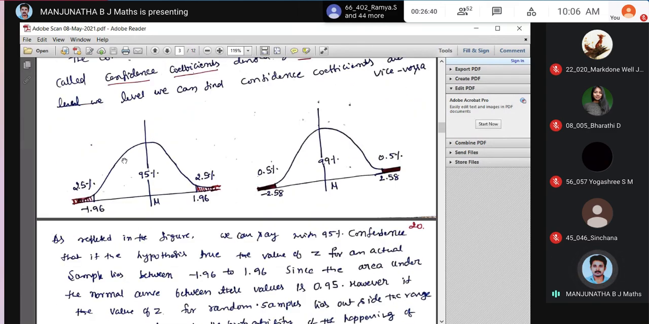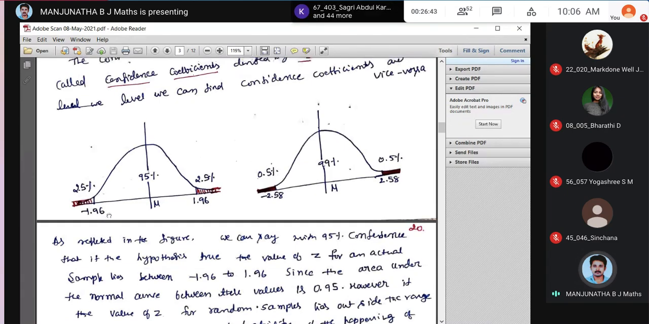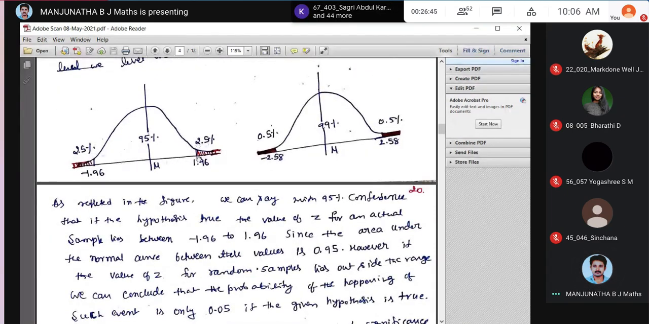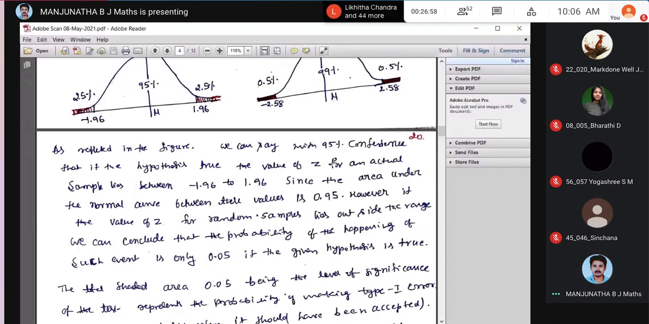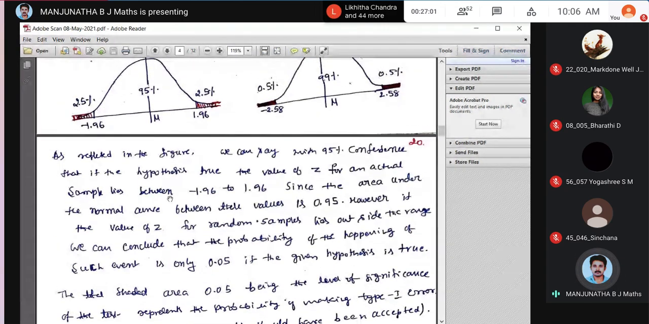So here, 95% is between minus 1.96 and 1.96, leaving 2.5% on each side, that is 5% level. For 99%, the limits are minus 2.58 and 2.58, leaving 0.5% on each side, that is 1%, and 99 plus 1 is 100%. As referred to in the figure, we can say with 95% confidence that if the hypothesis is true, the value of Z for an actual sample lies between minus 1.96 and 1.96, since the area under the normal curve between these values is 0.95.